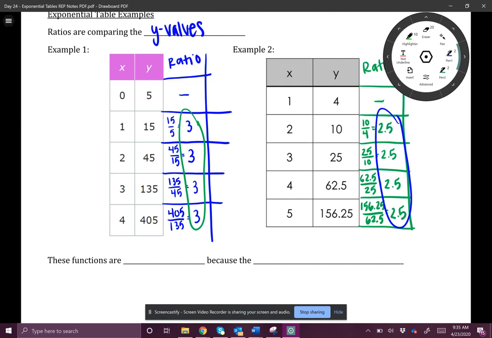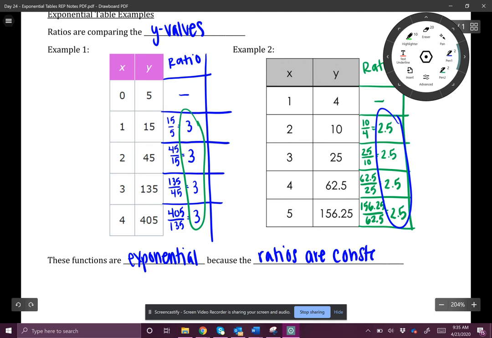So to round up, whenever you're determining what type of table you're looking at, linear, quadratic, or exponential, if you notice that your ratios are the same, you would say that these functions are exponential because the ratios are constant, is the word you use. Constant just meaning the same. So again, for your work session today, all you're doing is uploading a copy of your notes and any questions you have about how I did anything in these example problems.